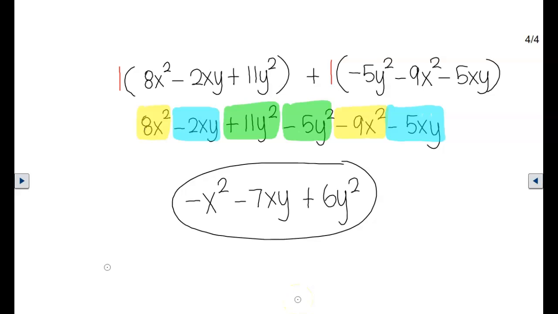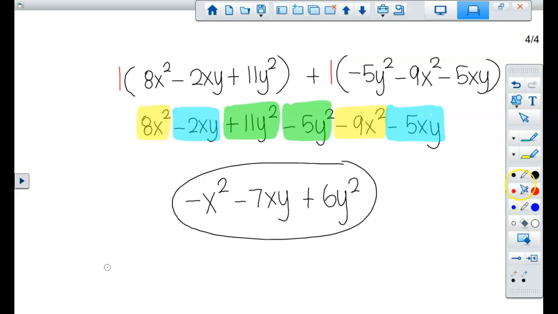So unwrap by distributing positive ones on both sets of parentheses and then combine the like terms. Now I know some of you are probably looking at this and saying, well, why do I have to do that unwrapping if nothing's going to change? That will become more apparent to you when we start doing these subtraction examples next.